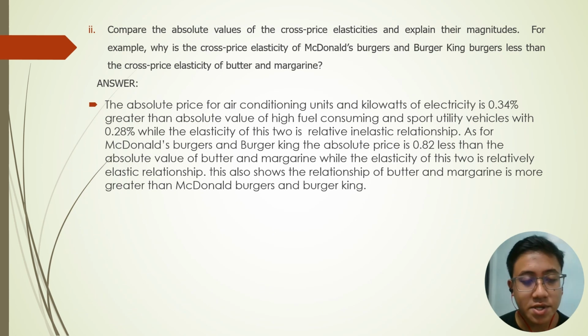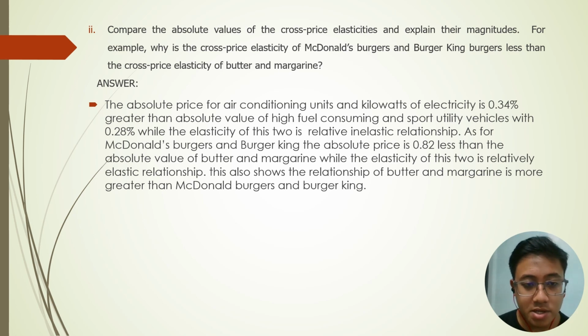Next is for question Roman 2. The question Roman 2 wants us to compare the absolute values of the cross price elasticity and explain their magnitudes. So my answer is the absolute price for air conditioning units and kilowatts of electricity is 0.34%, greater than absolute value of high fuel consuming and sport utility vehicle with 0.28%, while the elasticity of these two is relatively inelastic relationship.